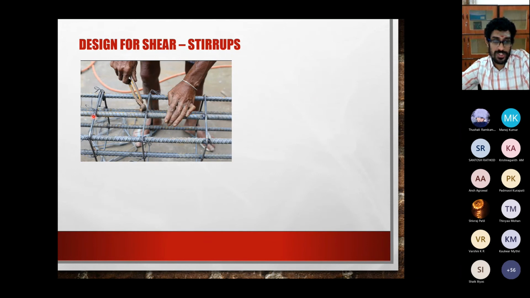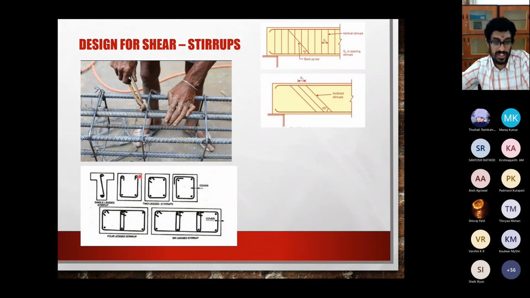So basically what you'll do is, this is known as a two-leg stirrup. Why is it called a two-leg stirrup? Because you look at it in the direction of the shear. My shear is vertical. So in the vertical direction I have one leg over here, another leg over here. So this is a two-leg stirrup.